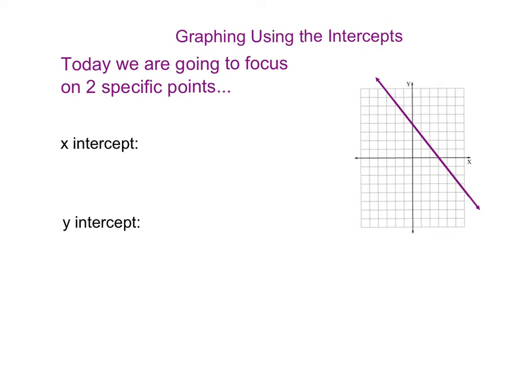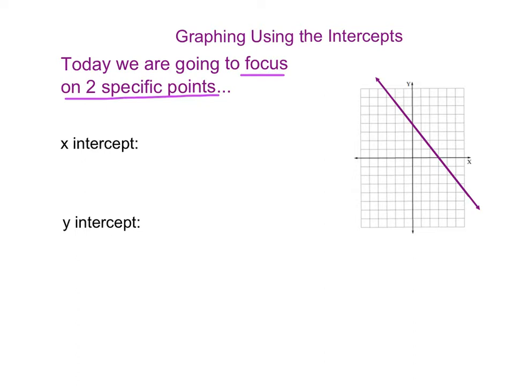With that being said, today we're going to focus on 2 very specific points of a line, and these points are called our intercepts. Today when we graph, we're going to find our x-intercept and our y-intercept, plot the points, and then use those 2 points to help us draw an accurate graph. To begin, we need to define what these 2 points are.